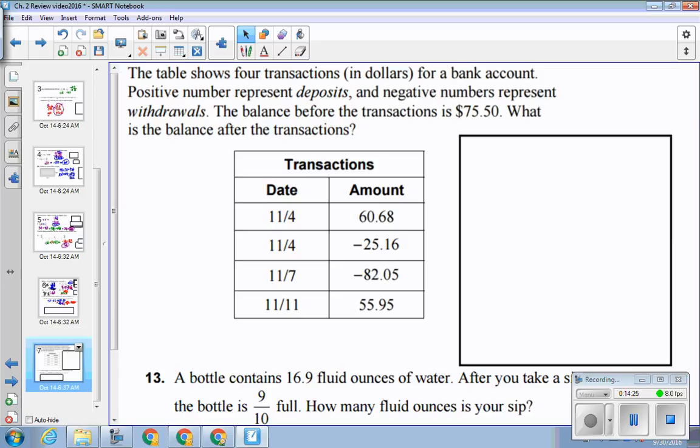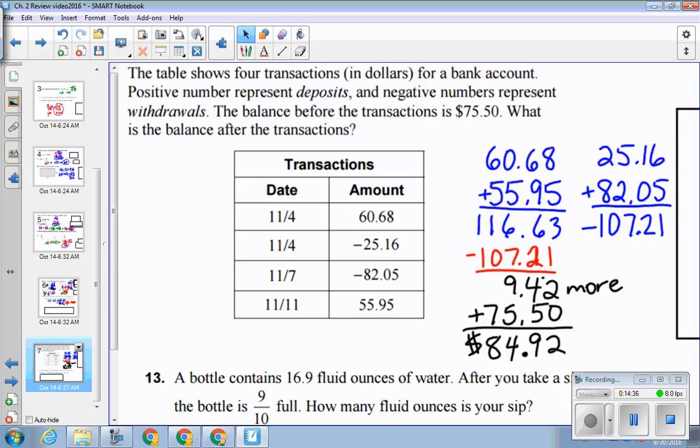Okay. In the table, we're adding up our transactions to see what our balance is, all said and done. So I recommend doing your positive numbers separate from your negative, so you can see my work and compare it with yours. And then when I finish, I just add my positive to my negative, and I get 9.42. And for the second question, you're adding the 75.5 on to get the final answer. One more.